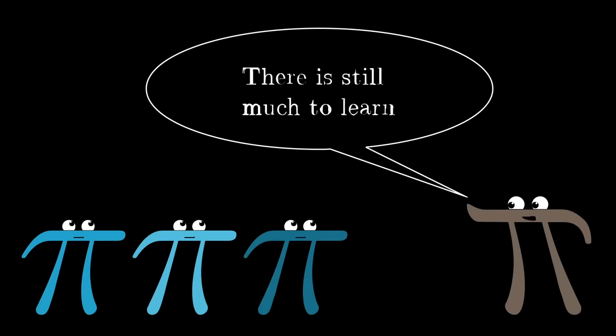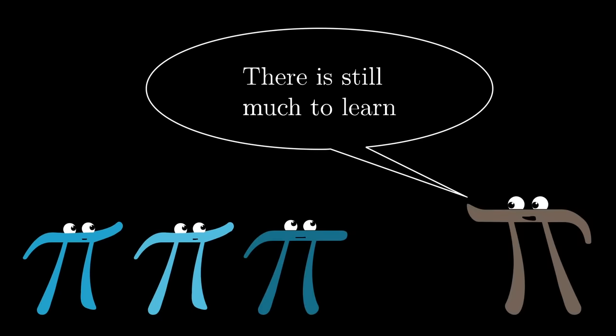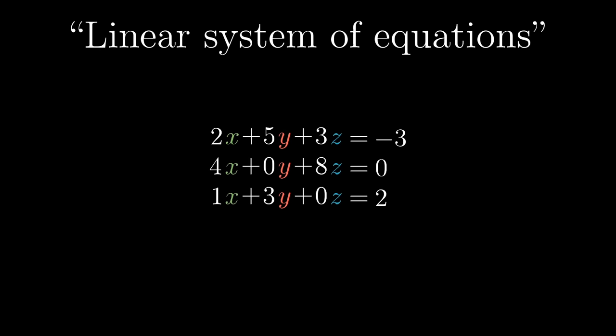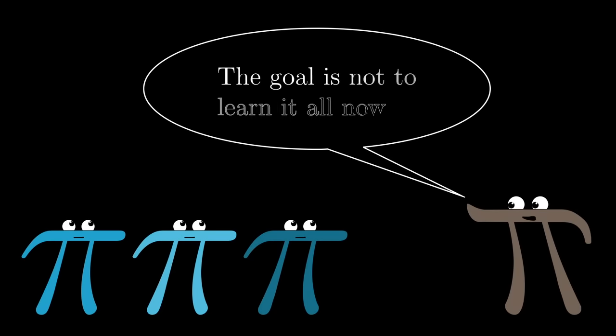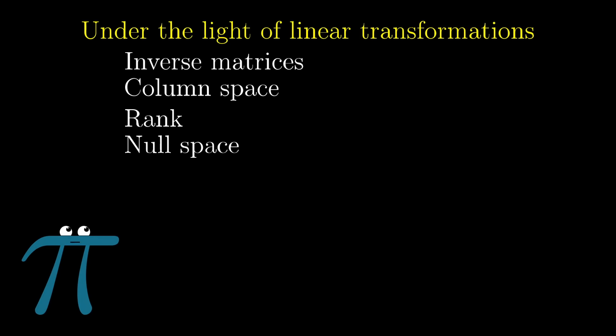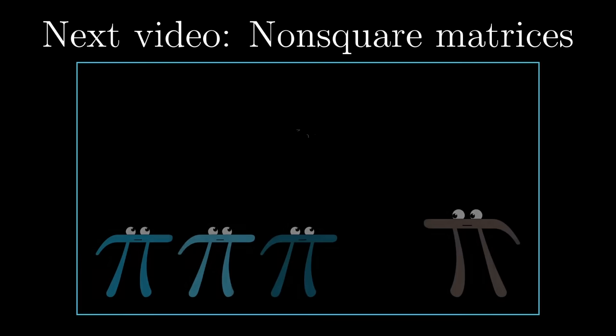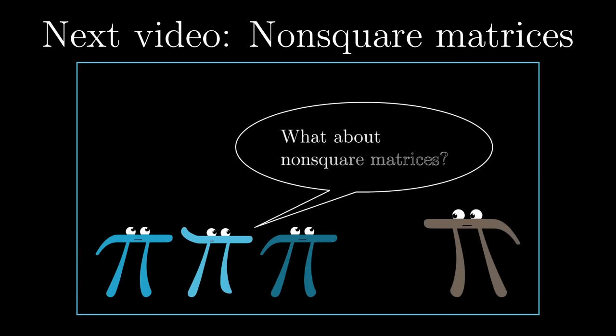Again, there's a lot that I haven't covered here, most notably how to compute these things. I also had to limit my scope to examples where the number of equations equals the number of unknowns. But the goal here is not to try to teach everything, it's that you come away with a strong intuition for inverse matrices, column space, and null space, and that those intuitions make any future learning that you do more fruitful. Next video, by popular request, will be a brief footnote about non-square matrices.